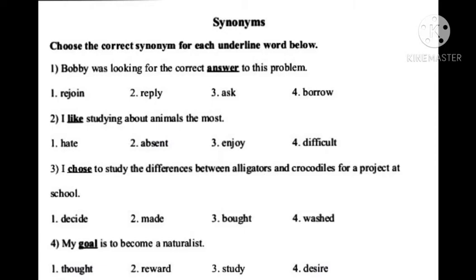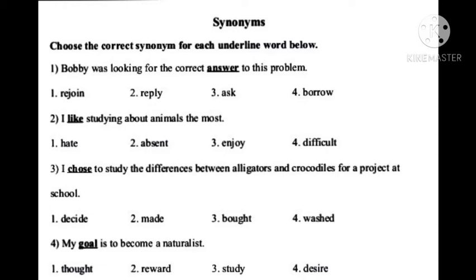My goal is to become a naturalist. So here a person wanted to become a naturalist. If he is trying to become a naturalist, what can we say? Can we say that he thought, reward, study or desire? Thought means thinking. Reward means a prize which we get. Study means to take a book and read. Desire means something we like and we want to do. So, my goal is to become a naturalist. "To become" means it is not there now, so he wants to do that. That means it is his desire. So based on the sentences, we try to identify the meaning of the word.